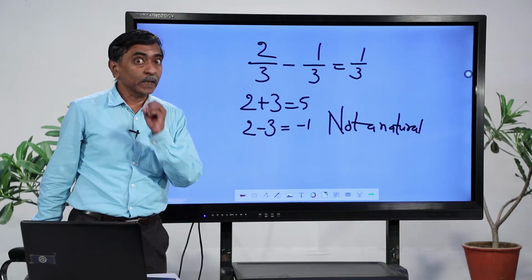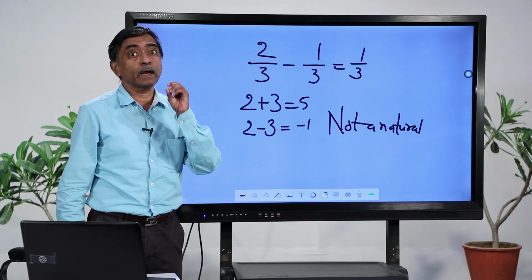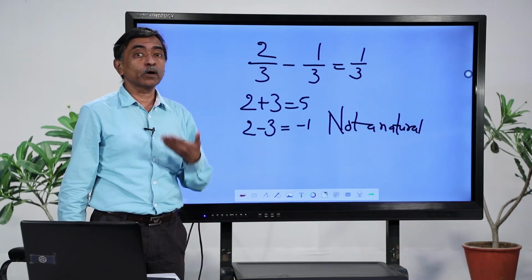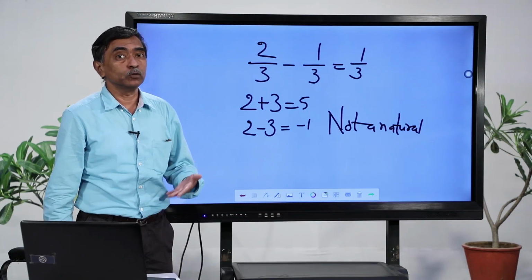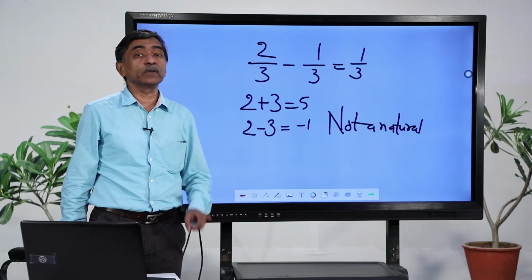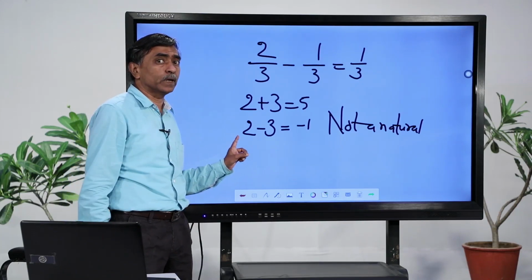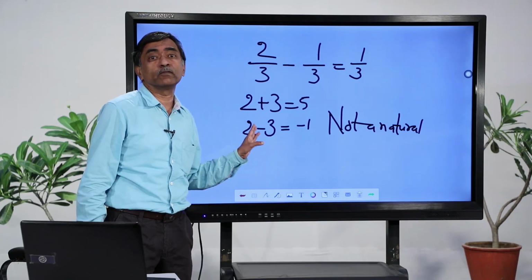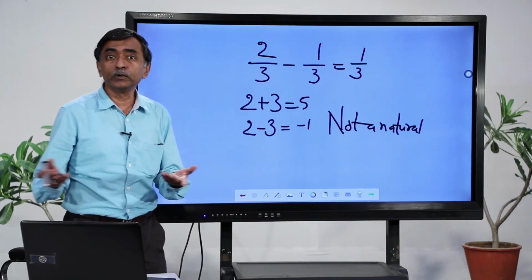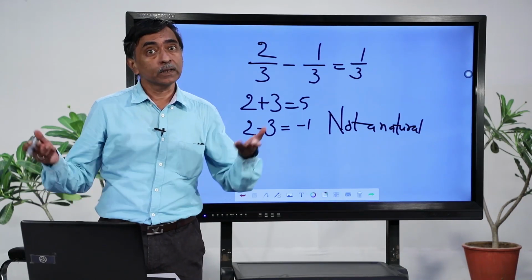You may not get, and when you say you may not get, it means it is not closed. In mathematics, we use words with that precision. They have some meaning here, and it is important that you understand the meaning of those words. I have one example to show that there is at least one pair of natural numbers whose subtraction is not going to give me a natural number. My conclusion is natural numbers will not be closed under the operation of subtraction.